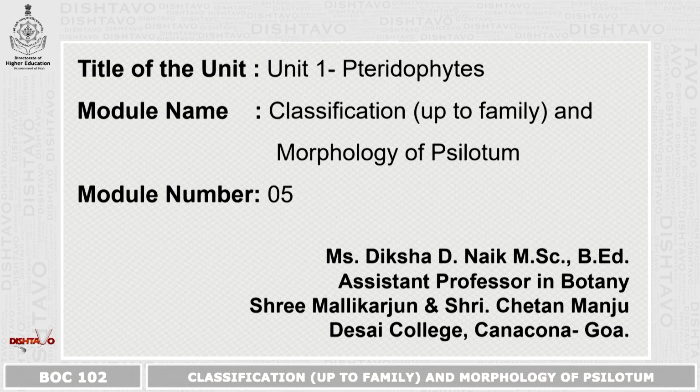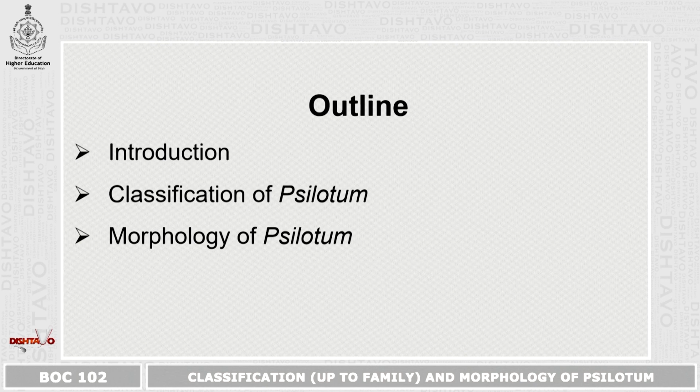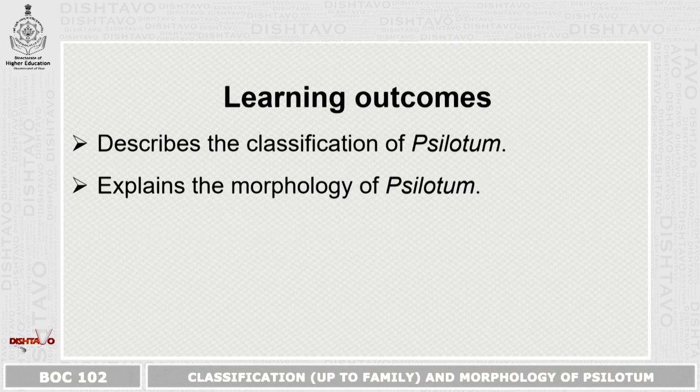In this module, I will be discussing the classification and morphology of xylotome, that is module number 5 from unit 1, Pteridophytes. This is the outline of my topic: introduction, classification of xylotome and morphology of xylotome. Learning outcomes. After completion of this module, students will be able to describe the classification of xylotome. They will also explain the morphology of xylotome.